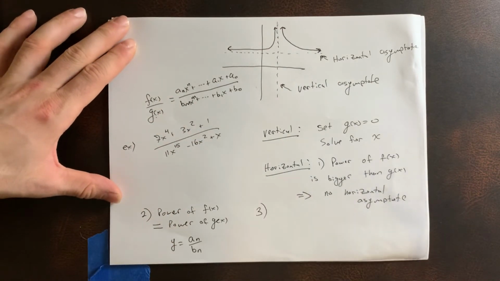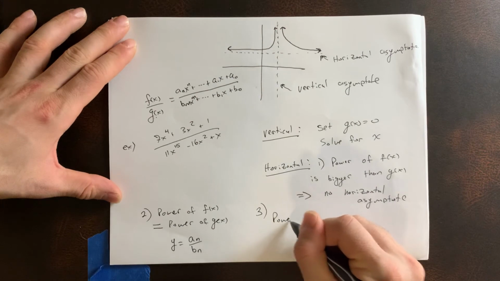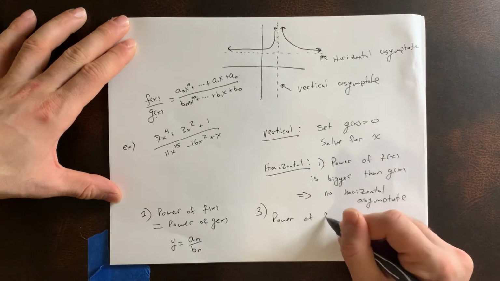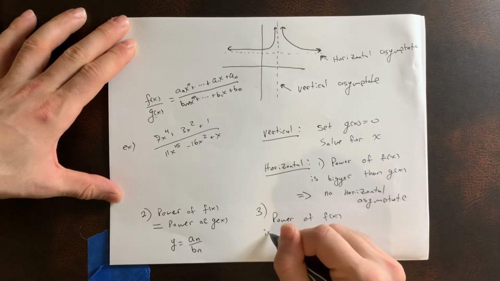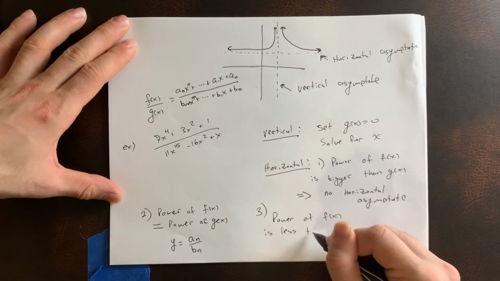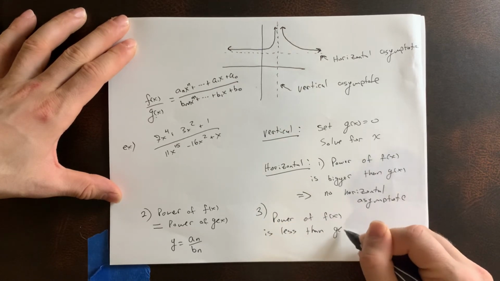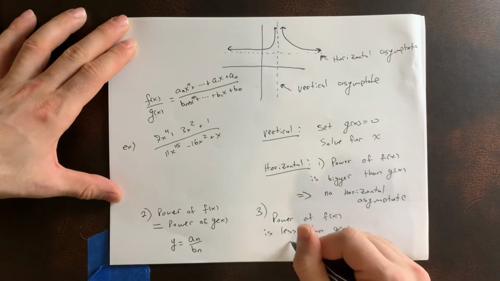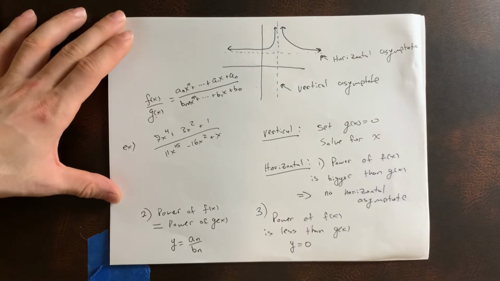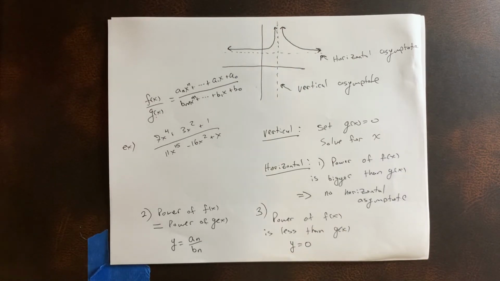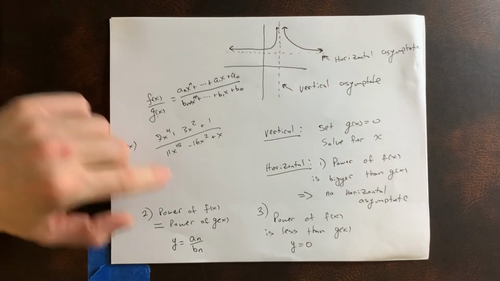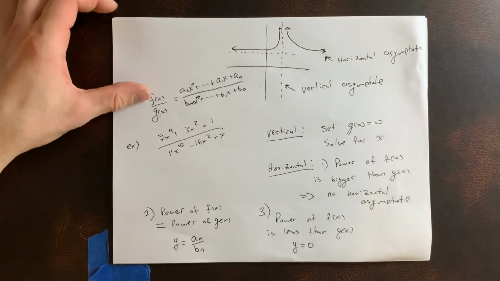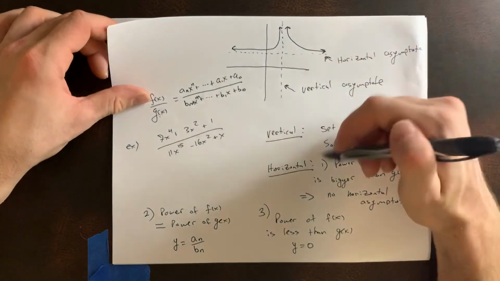And then our third one is, suppose the power of f of x is less than the power of g of x. Then in this situation, y is equal to 0 is going to be the asymptote. So let's do 3 concrete examples with each of these 3 little definitions, and also with the vertical asymptote.